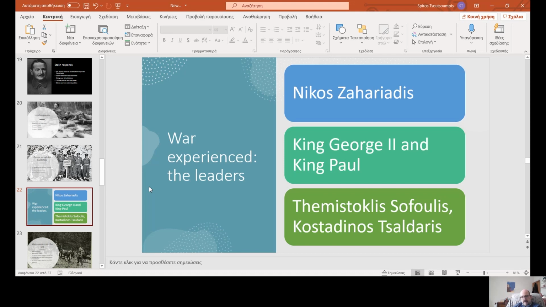On the anti-communist side, there's first King George, who dies in 1947. He's succeeded by his nephew King Paul, because there was a restoration of monarchy in Greece. And on the political side, there's Themistoklis Sofoulis and Konstantinos Tsaldaris. Both of them are quite old. Sofoulis is in his 80s, but he's a veteran of several wars of liberation, and he's a committed Republican and a committed enemy of the communist guerrillas.